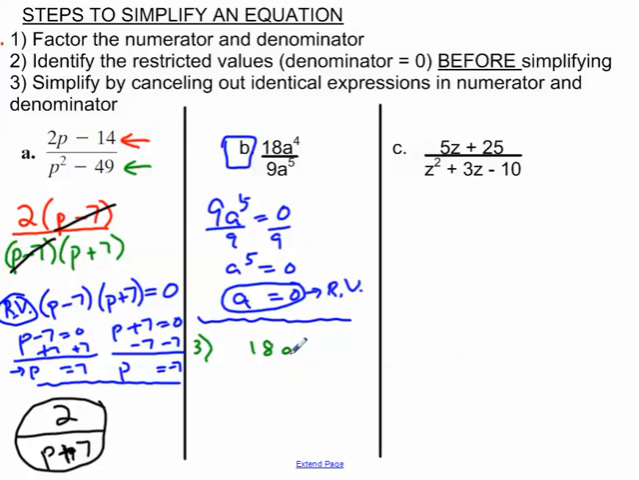I've got 18a to the 4th over 9a to the 5th. Now we just simplify. 18 divided by 9 gives us 2. Then I've got a to the 4th over a to the 5th. If we go back to chapter 5, the rule for this would be a to the 4th divided by a to the 5th is a to the 4 minus 5, equals a to the minus 1, equals 1 over a. So in our answer, a has to be in our denominator. So we have 2 over a to the 1st power, or a, and that's our answer.